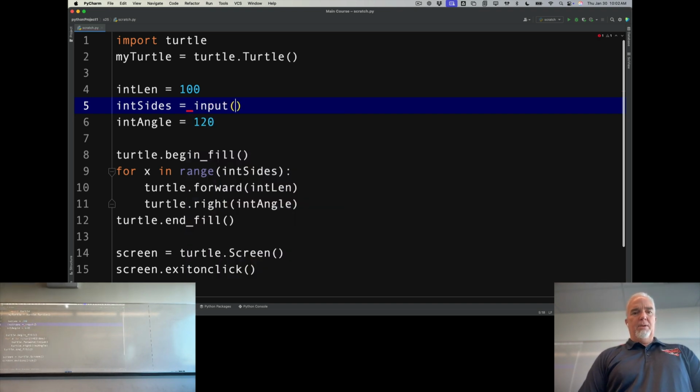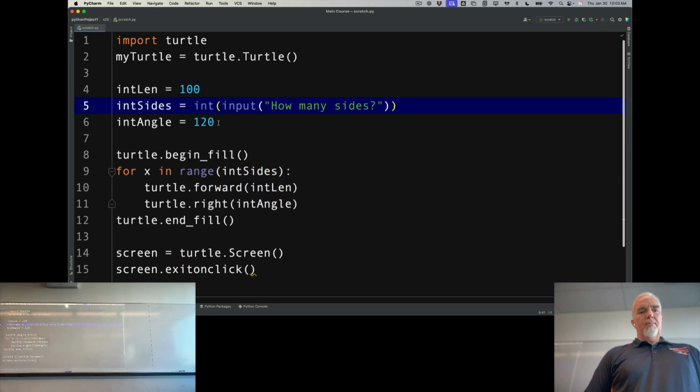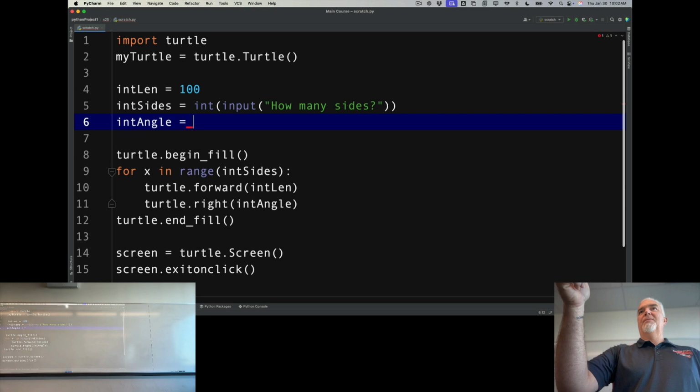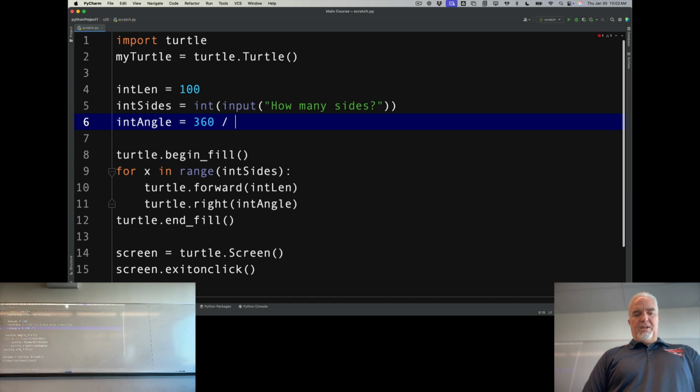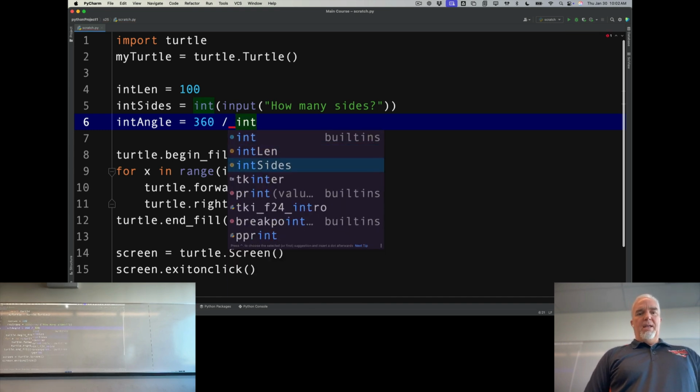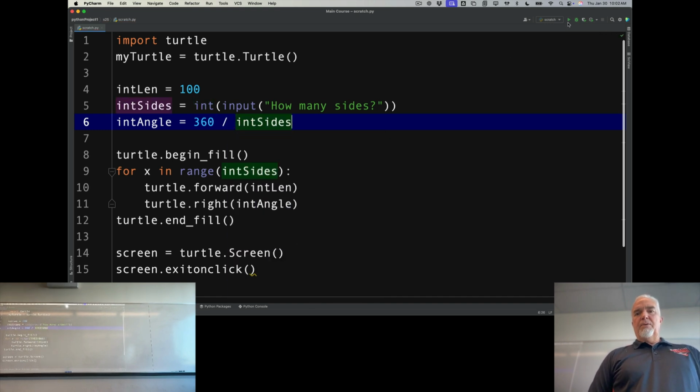So I'm going to put input, how many sides. Now obviously this has to be an int, so we're going to pray that they put an int in. And so the angle, how do we figure out the angle if they give me the number of sides? What's the formula? You just said it. Yes. So I take 360 and I divide it by the number of sides.